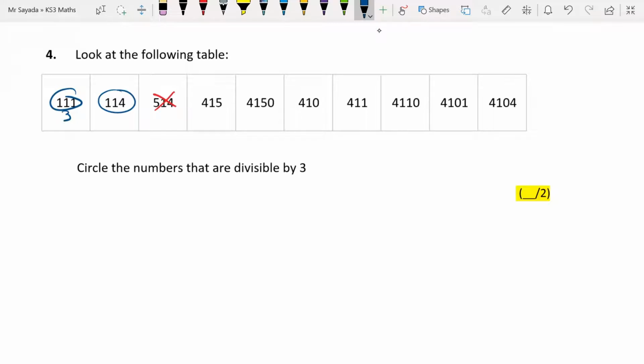You should have now had another go if you were getting them wrong. So let's carry on going through them. 4 plus 1 plus 5 is 10. That doesn't divide by 3, so 415 doesn't divide by 3.